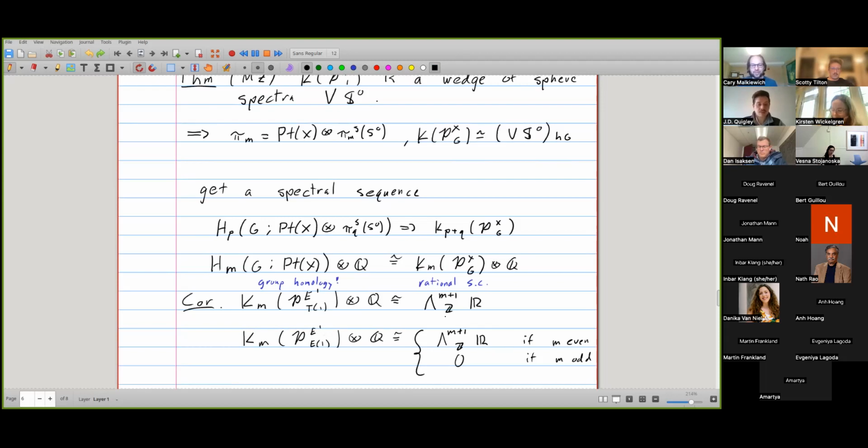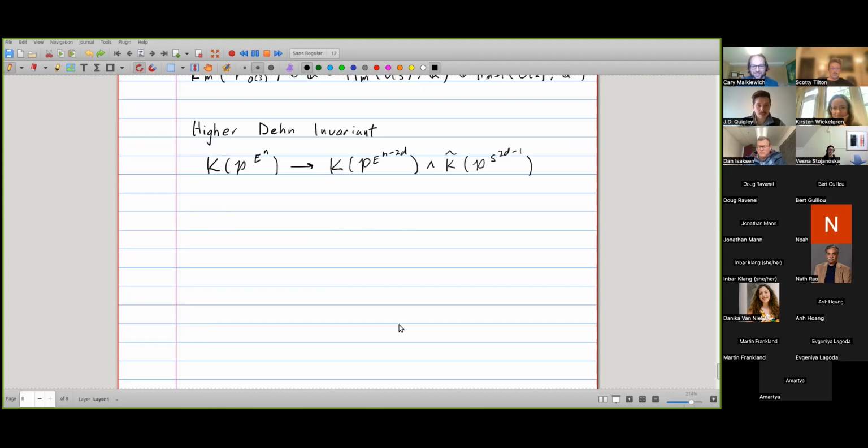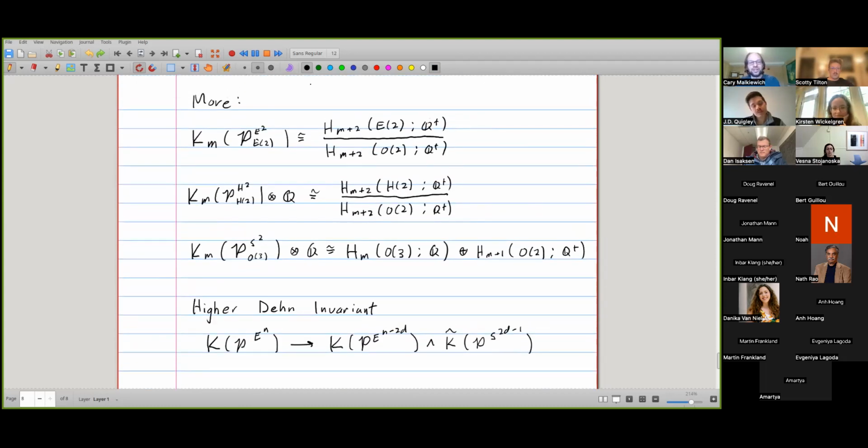And you can go even further. You can give all of the rational higher homotopy groups for the two-dimensional geometries as well. You can phrase them all. So for Euclidean geometry, you can phrase it all in terms of the homology of the group of Euclidean isometries. For hyperbolic geometry, it's phrased in terms of hyperbolic isometries. And for spherical geometry, it's in terms of the orthogonal group. So in a sense, this problem is reduced to a computation of group homology.